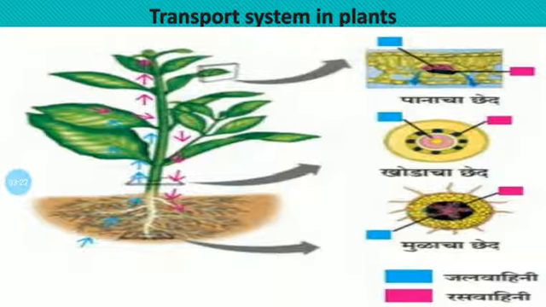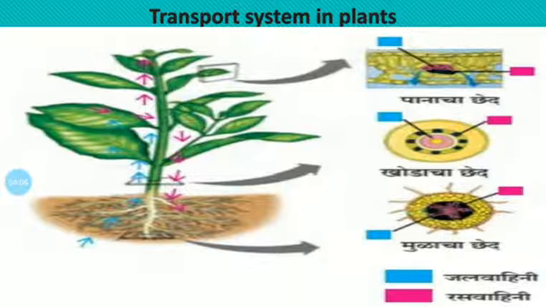The transport system of plants consists of xylem and phloem. There are two types of transport systems. The first one is xylem and the second one is phloem. The xylem transports minerals and water from the root to all aerial parts of the plant. This is a separate system for minerals and water transportation.